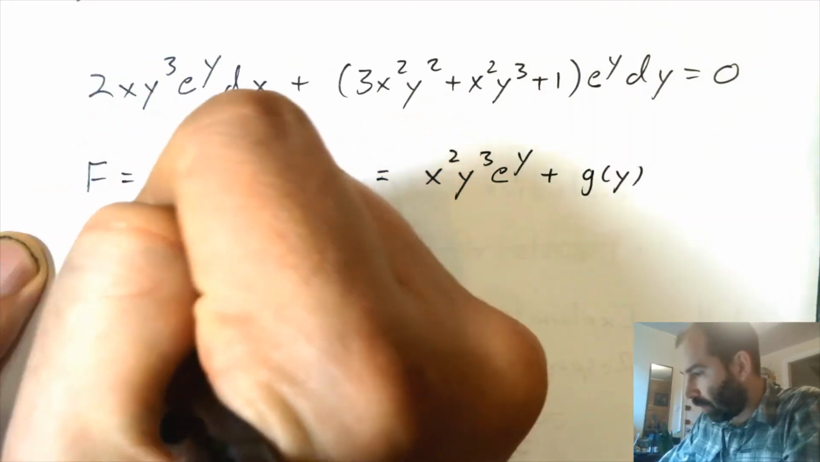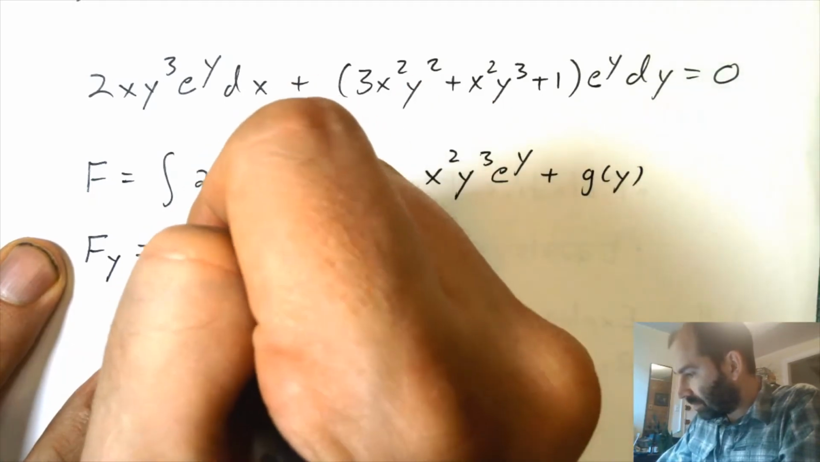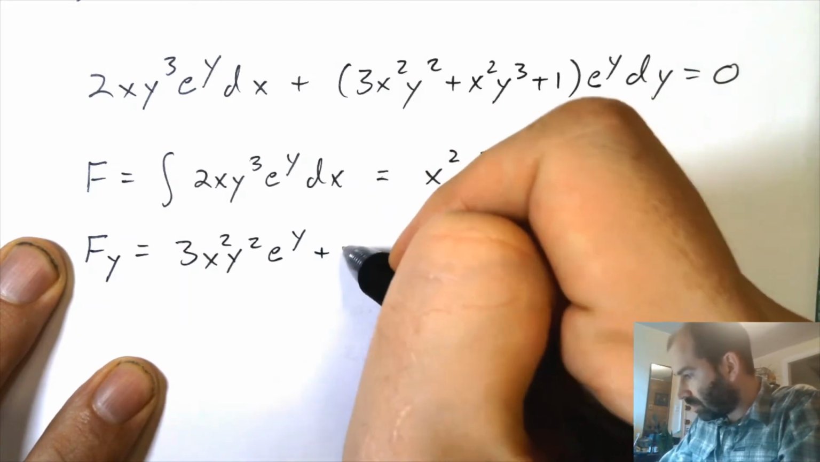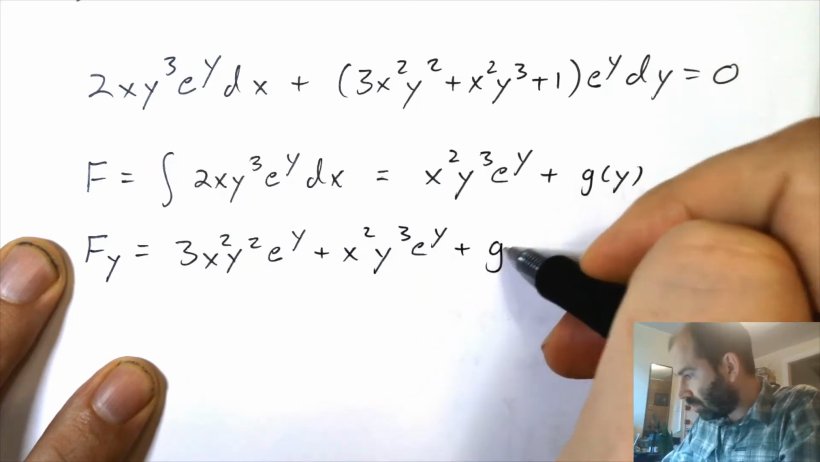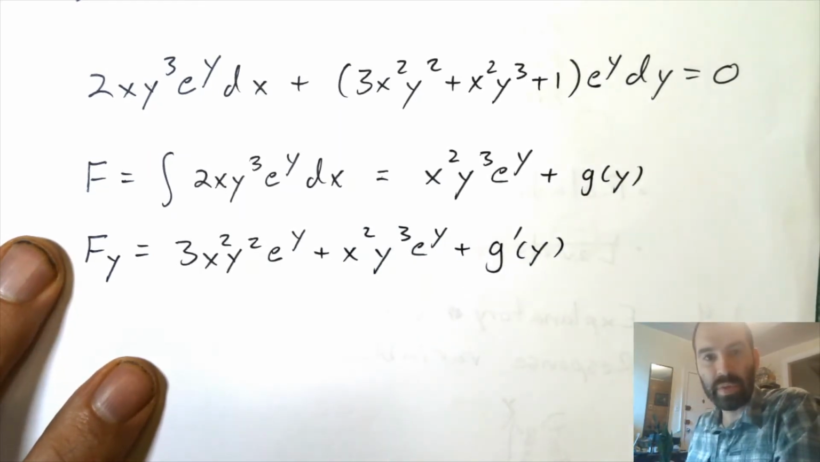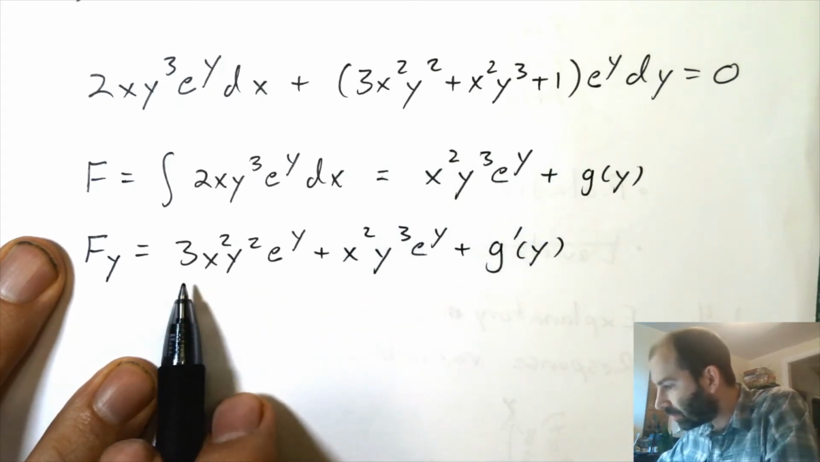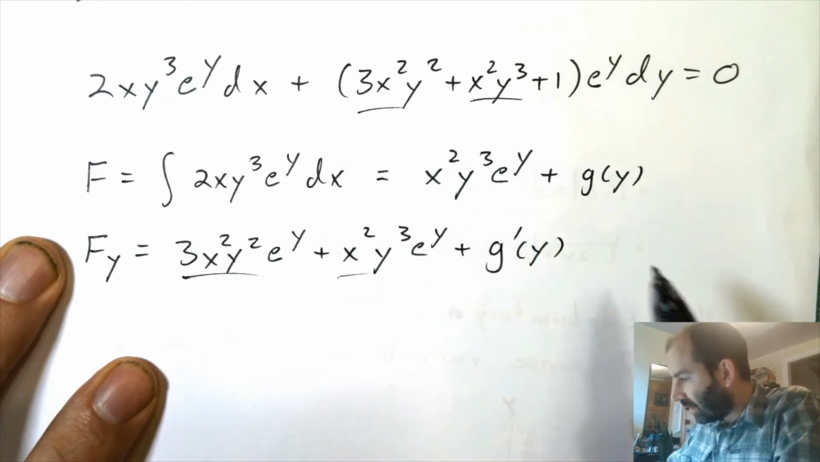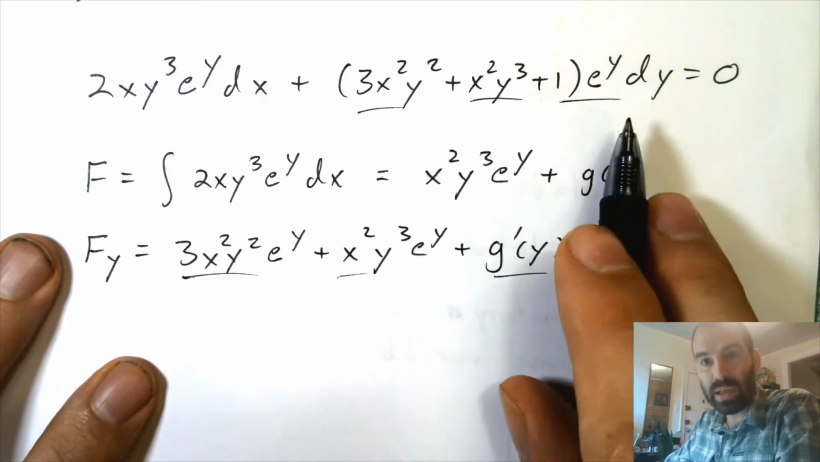So let's take f_y. What do I get here? I get this thing. Now this is supposed to be the same as this, so I can just match up terms. Notice that this term is the same as that. This term is the same as that. And this will just be this, right? Remember, I'm distributing the e to the y through. So that means that g prime of y has to equal e to the y.